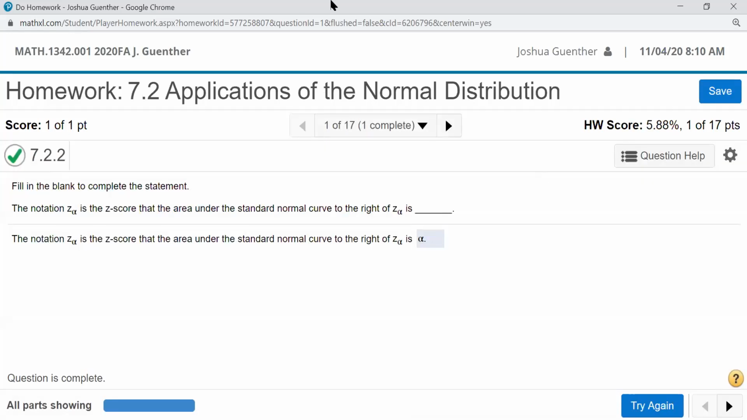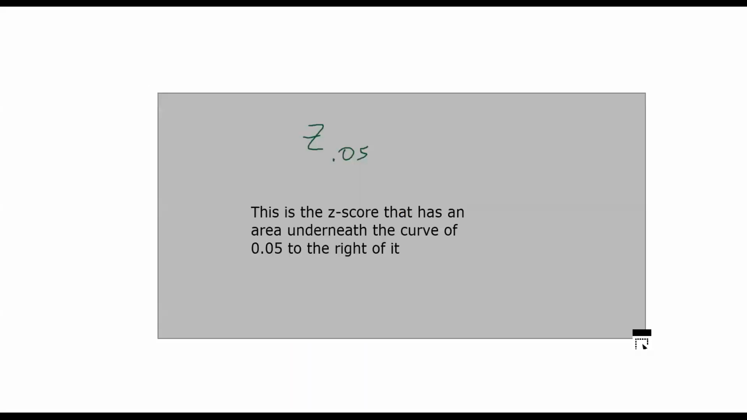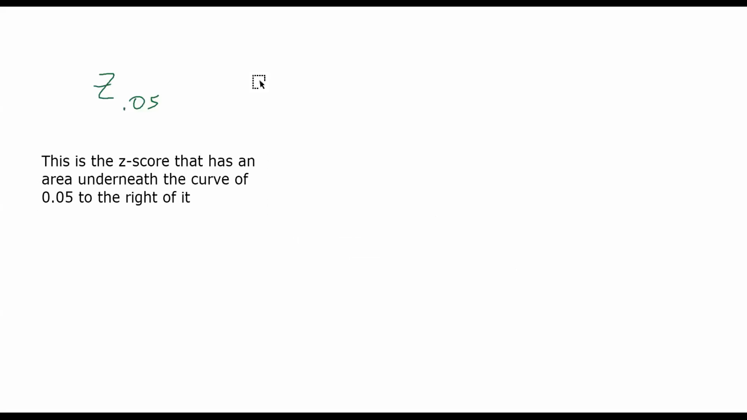For instance, let me pull up my whiteboard here. If you had z sub 0.05, and that's a decimal right there, this is the z-score that has an area underneath the curve of 0.05 to the right of it. Well, what does that mean? Let's draw a nice picture of our standard normal curve.